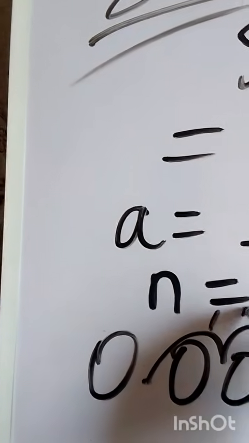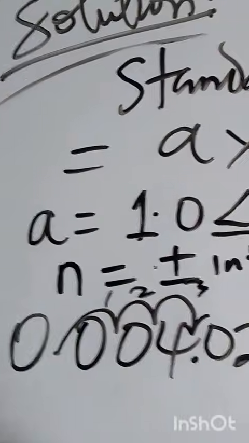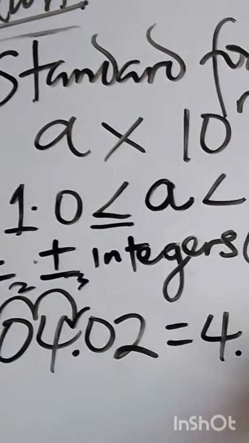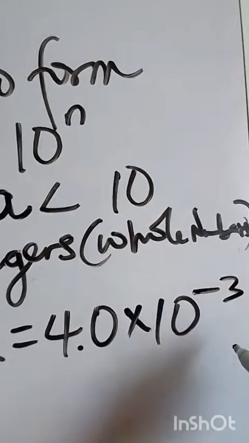Now you count 1, 2, 3. So how many times did the decimal point move? 3 times. So you just put your minus 3. And that's your answer. Thank you.